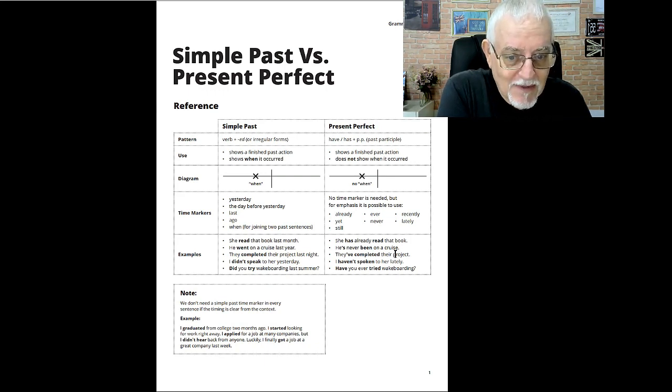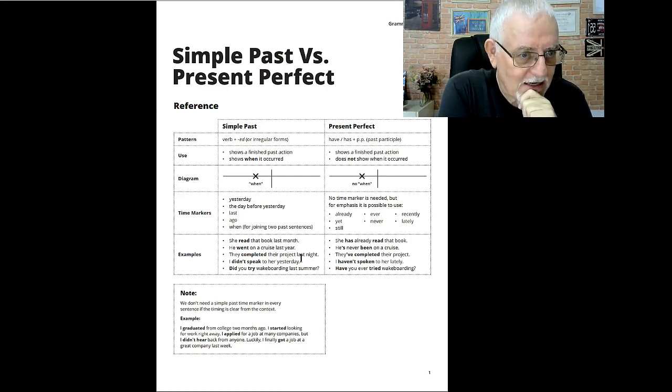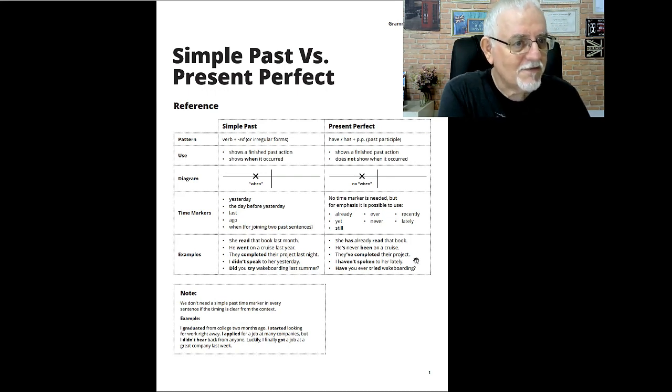Now they're giving us a time marker that it was last night that they finished the project. However, if the time that they finished is not important, and it's more important to know that they just finished the project, then we use the present perfect. They've, which is a contraction for they have, they've completed their project. It's sufficient. We know that the project is finished, it's completed. We don't really need to know when, or it's not important to know.